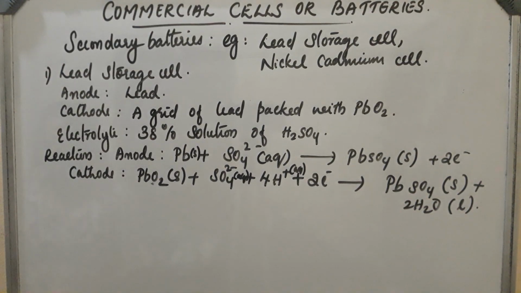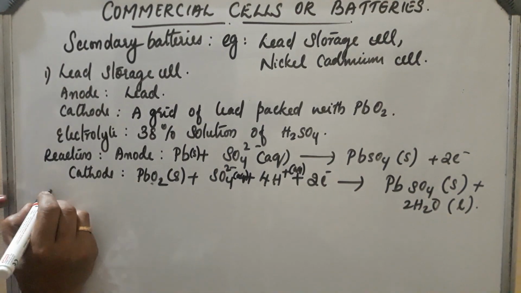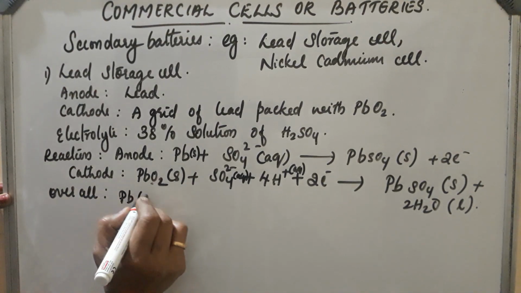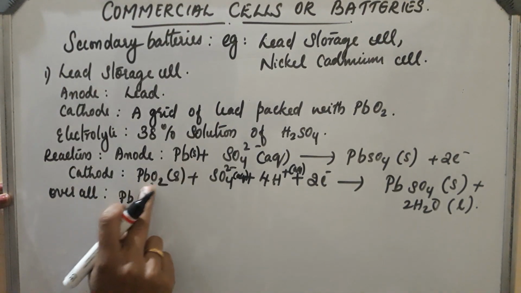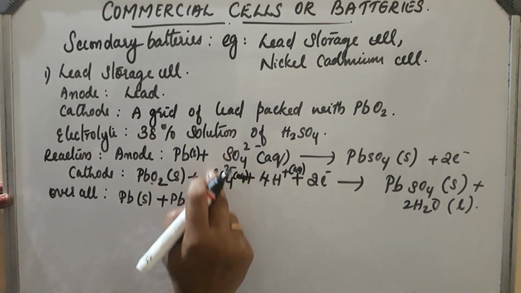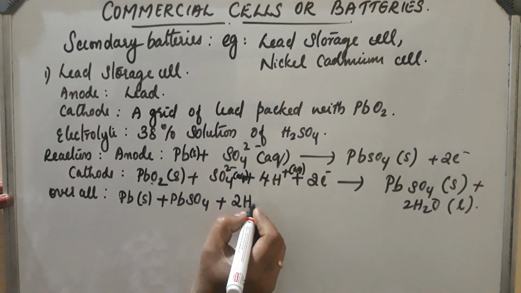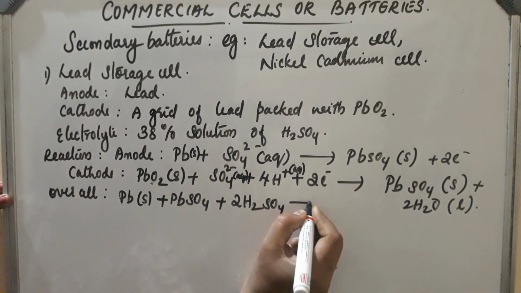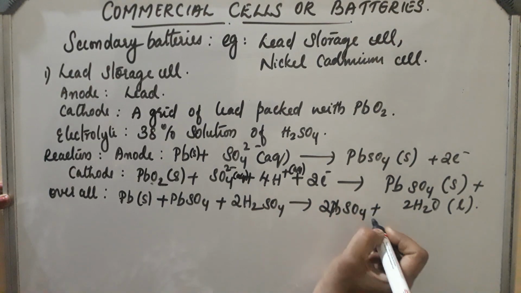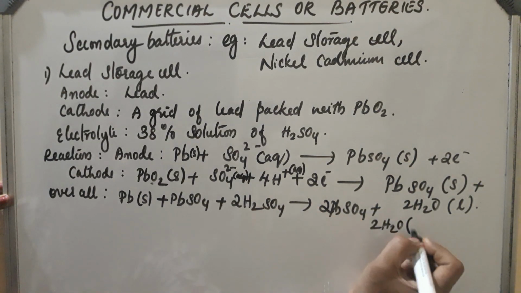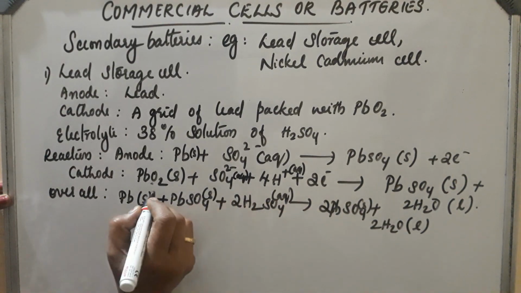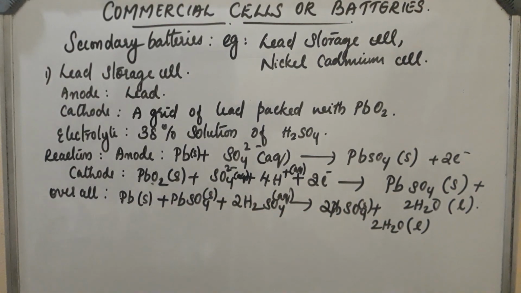Now, what will be the overall reaction? Lead, lead oxide, and 2H2SO4 give 2 PbSO4 plus 2H2O. This will be the overall reaction.